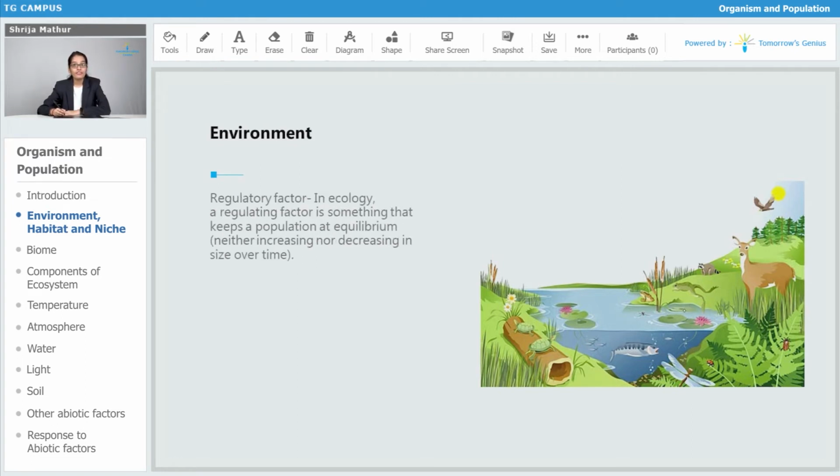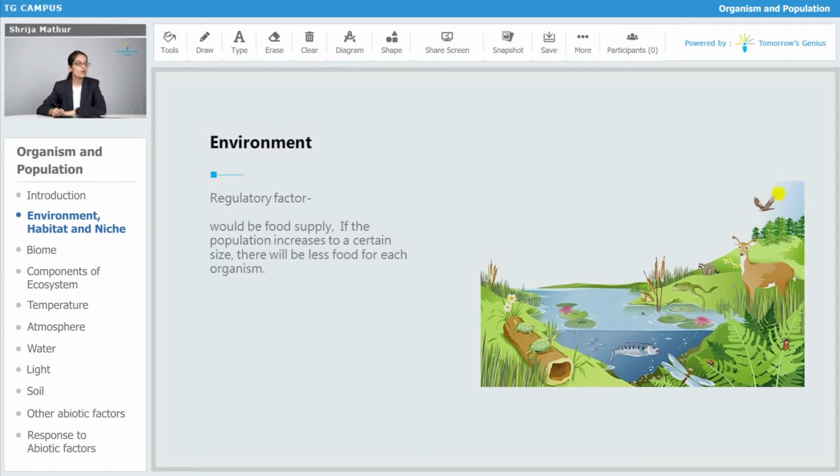Now what is a regulatory factor? The other part of the environment. In ecology, a regulatory factor is something that keeps a population at equilibrium. Equilibrium means neither increasing nor decreasing in size over a particular time span. It is constant. So those factors which are keeping the whole environment, all the organisms, in equilibrium, are regulatory factors. So what can be the example?